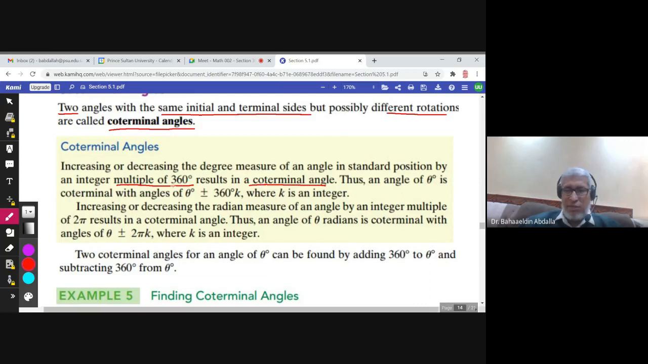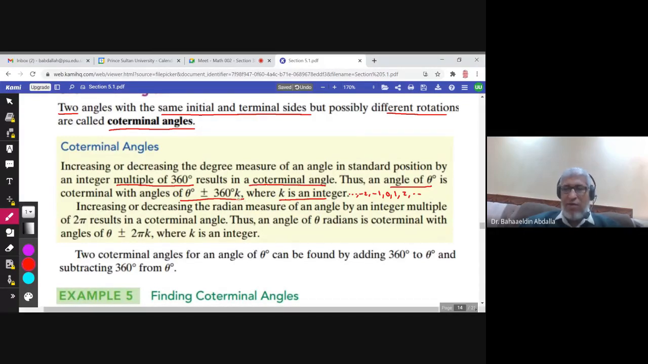This is in degrees. So you can say that all coterminal angles to the angle theta are given by theta plus or minus 360 degrees times k, where k is an integer. Integers are -2, -1, 0, 1, 2, and so on. Negative numbers, positive numbers, and the 0. These are the integers. So 0.5 is not an integer, for example.